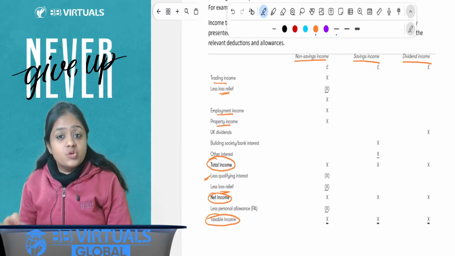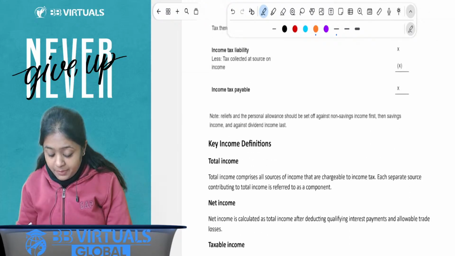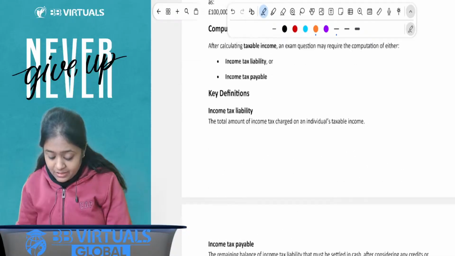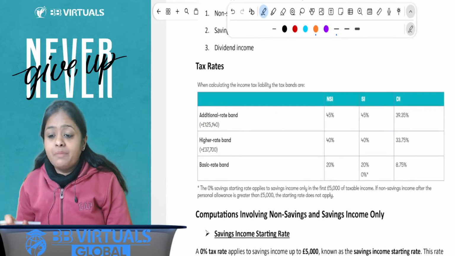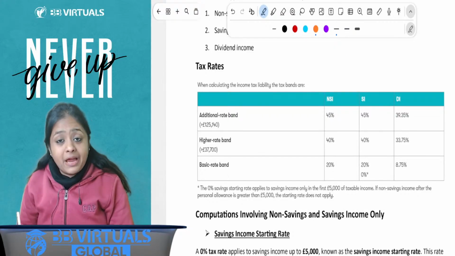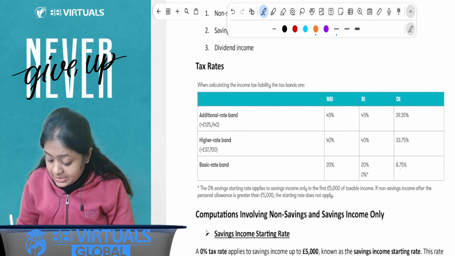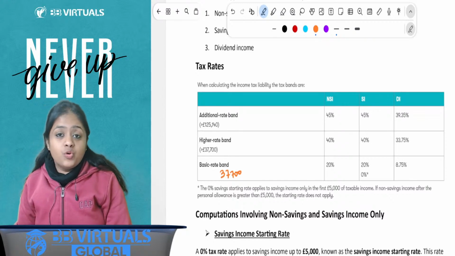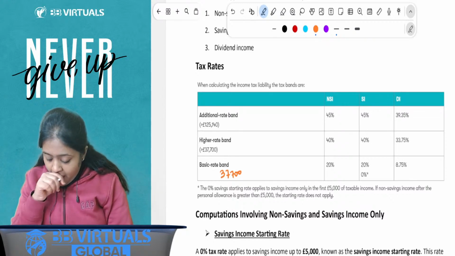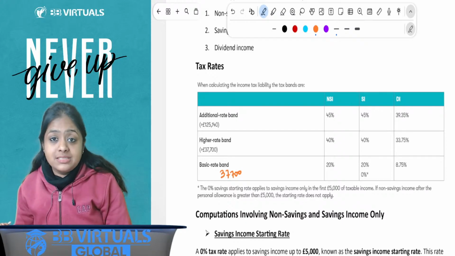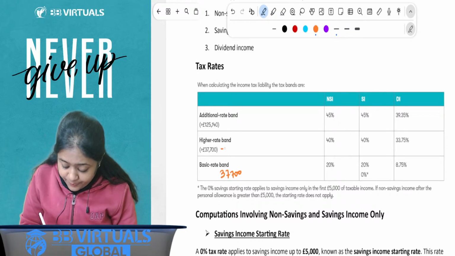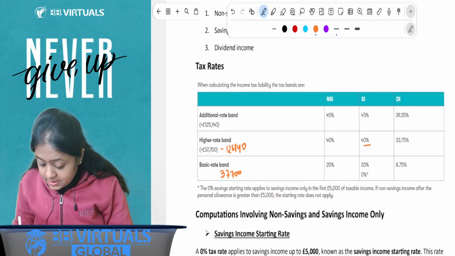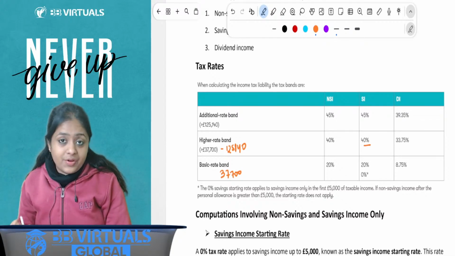For NSI there is no special rule, and let's just revise the rate bands. This is the textbook, and you will get everything in this book as well. The basic rate band has a tax rate of 20% and applies to the first 37,700 of your total taxable income. When the total taxable income goes beyond 37,701 till 125,140, we tax it at 40%, and we call it the higher rate band.